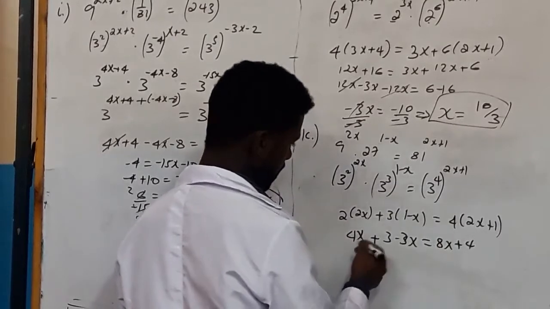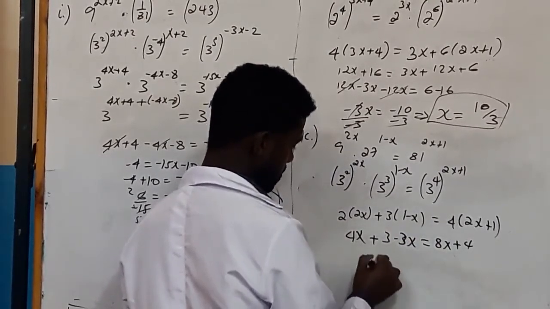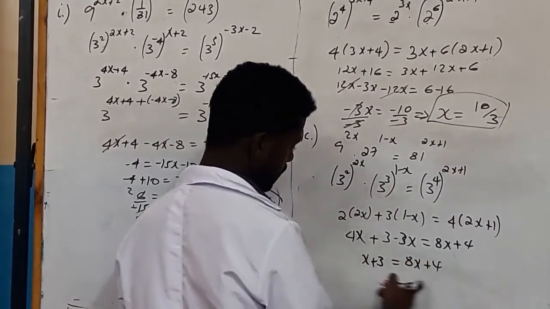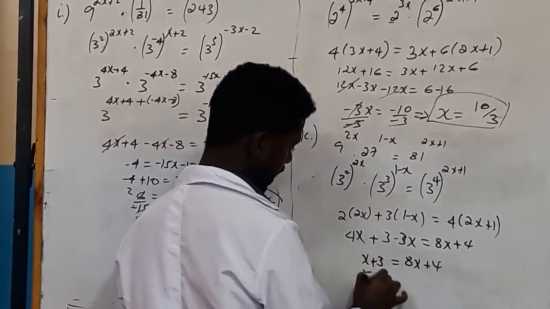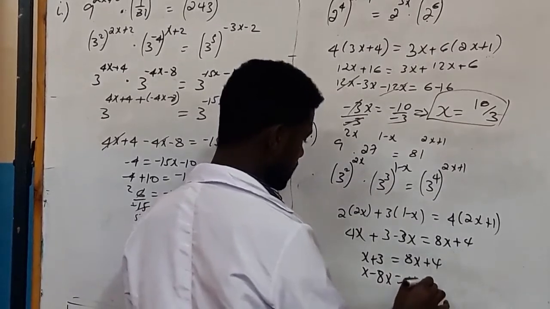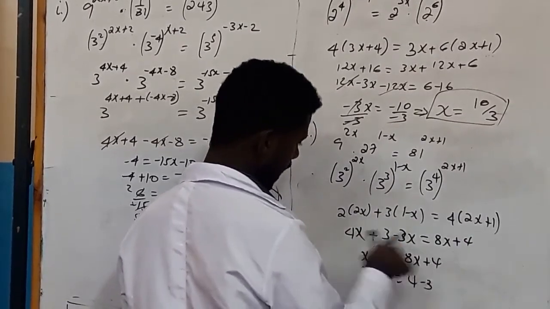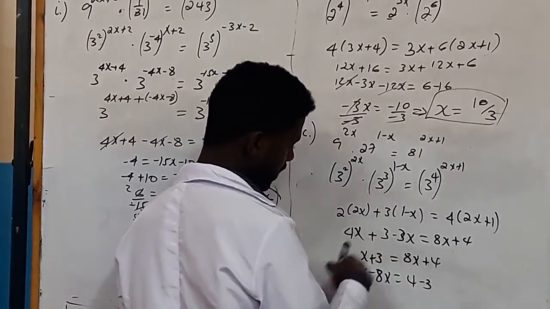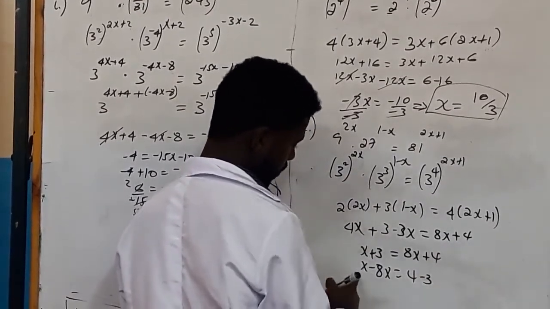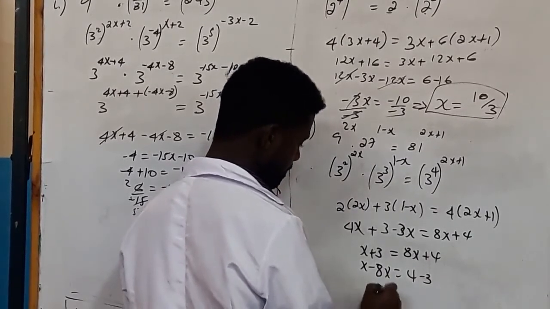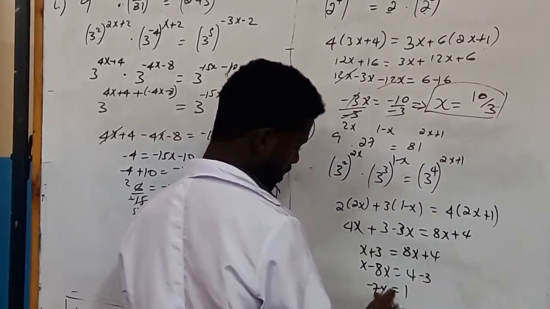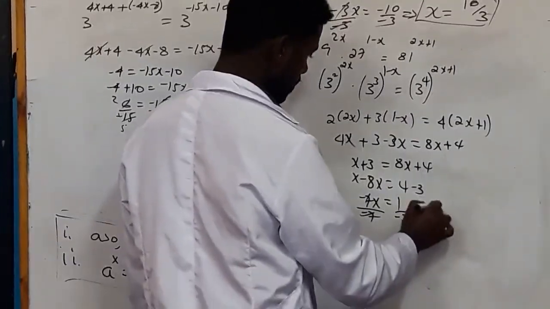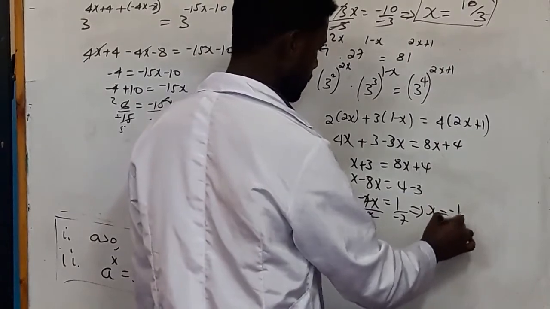Now 4x minus 3x is x, right? x plus 3 is equal to 8x plus 4. Now rearranging: bring 8x to the left and bring 3 to the right side. So x minus 8x is negative 7x, is equal to 4 minus 3, which is 1. Now dividing both sides by negative 7, x is equal to negative 1 over 7.